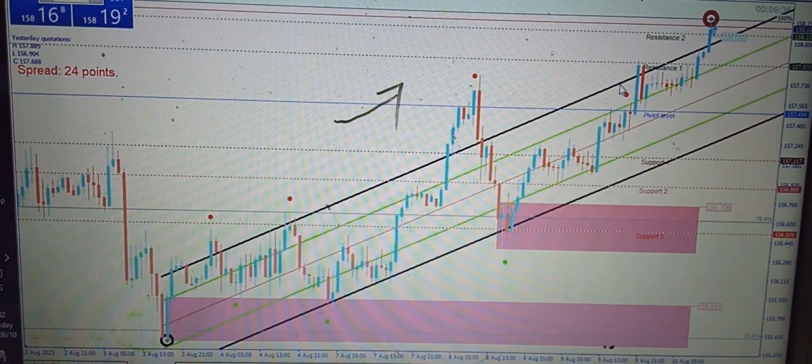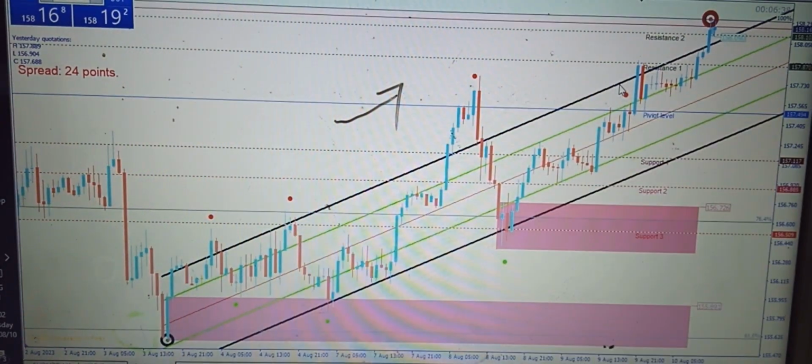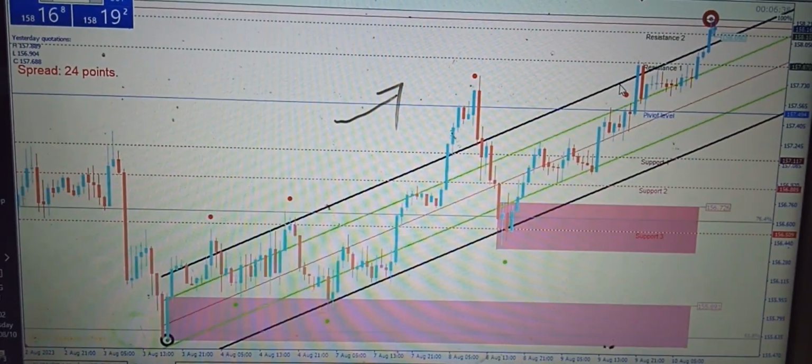Now, the main benefit of this price action system is that if you don't know how to identify the trends, automatically the system will draw the trend lines for you. You don't even have to draw them on your own.